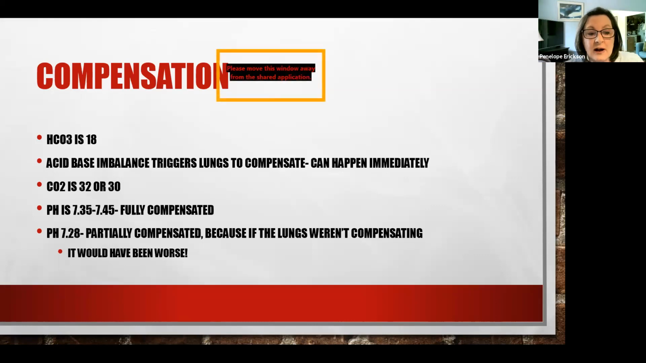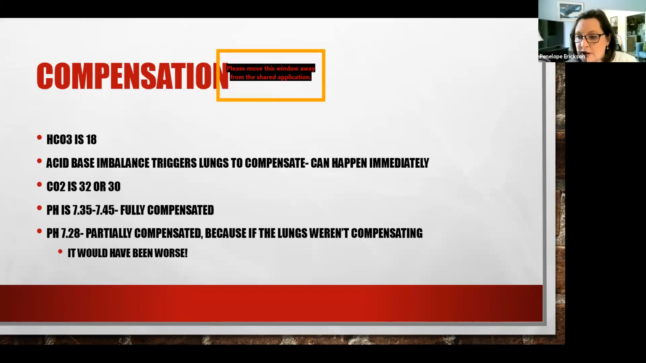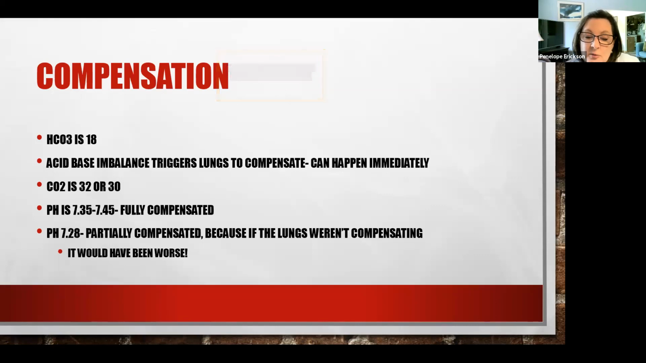So, if a normal CO2 is 35 to 45, I'm going to look at that gas, and it would make sense if it's 32 or 30, if they're blowing off extra acid to compensate for not having enough base metabolically. So if they can maintain a normal pH, they're fully compensating.